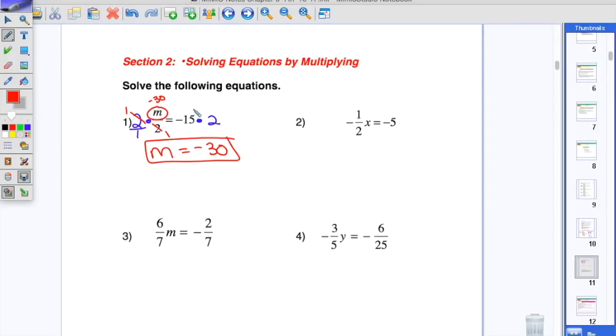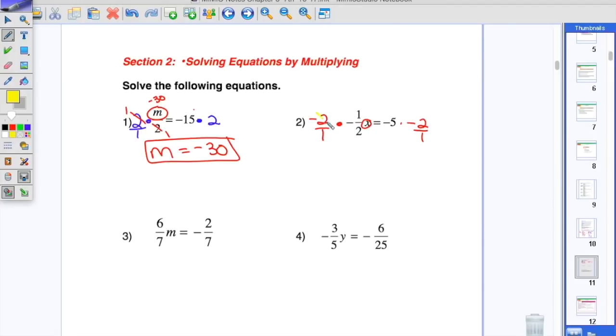Number 2 says negative half x equals a negative 5. Well, we want to get our x by itself. We want to end up with a 1x. And if we have negative a half, we need to multiply by its reciprocal. Negative 2 over 1 on both sides.